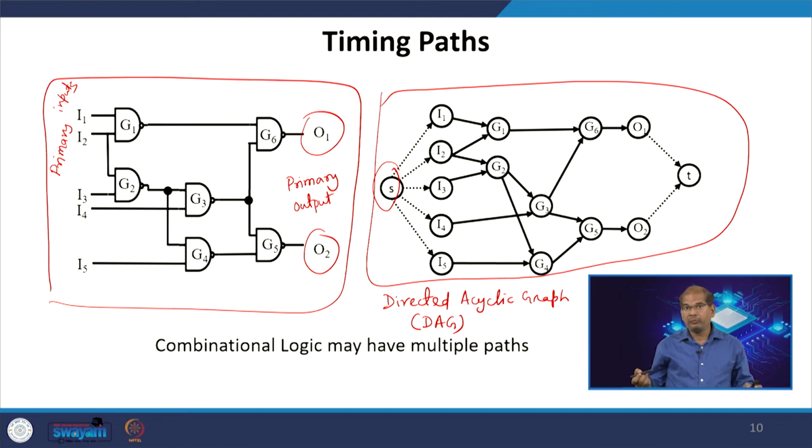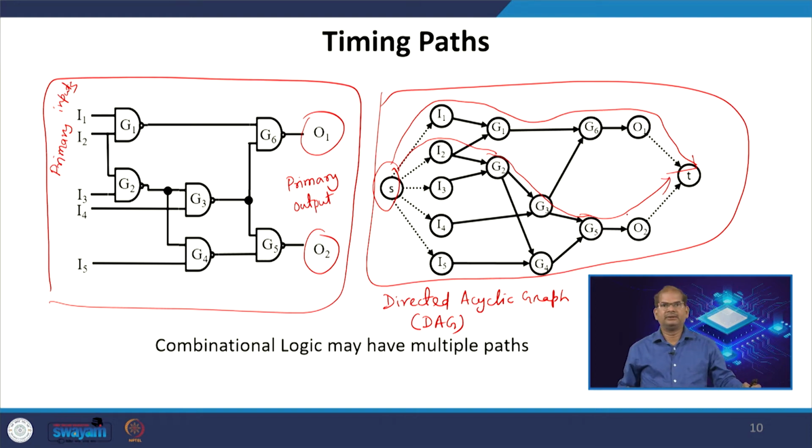Whenever we talk about timing paths, there are multiple timing paths inside this design. Let us say from the source node, I can go like this, like this, like this. This is one path. So, there are multiple paths. I am giving you few examples of them. So, I can go by this I2, then G3, G2, G3, G5 and this one. So, there are multiple paths inside this design.